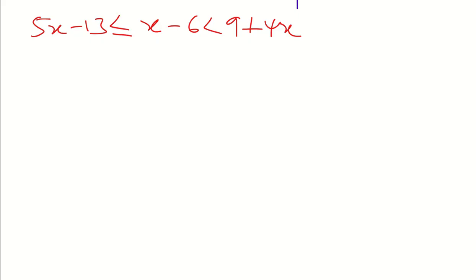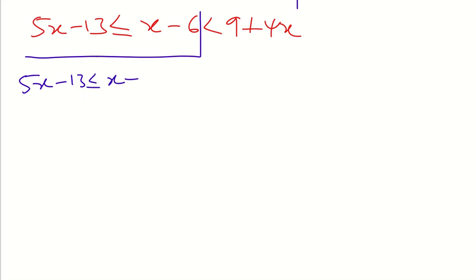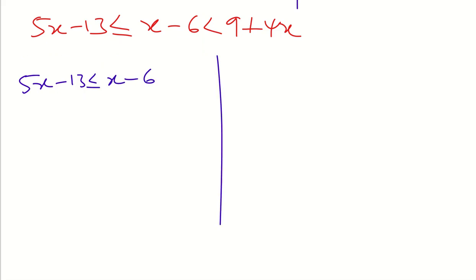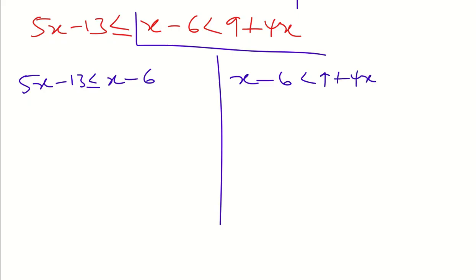The working method or principle is that we have to divide the inequality into 2. So the first section is 5x minus 13 less than or equal to x minus 6. The other section is x minus 6 less than 9 plus 4x.